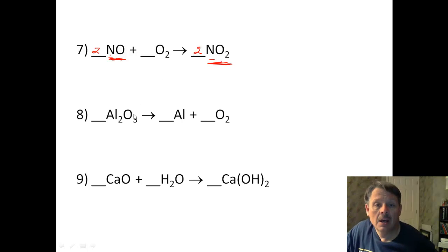Okay, Al2O3, again, I notice 3 oxygens on the left, 2 on the right. I need to have 6. So I put a 2 there, which means I need 4 aluminum, and I'm now balanced.